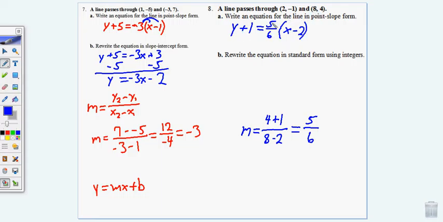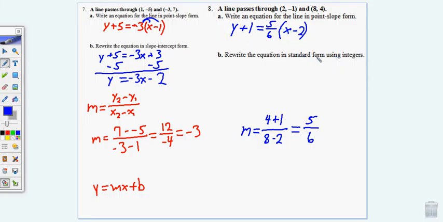If you use the second point, you would just have y minus 4 equals 5/6, parentheses x minus 8. But it's the same thing. Either point is acceptable to use. Okay, now we need to rewrite this in standard form. Right now we're in point slope.